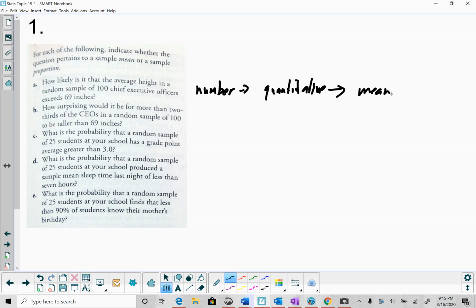Part B, careful. How surprising would it be for more than two-thirds of the CEOs in a random sample of 100 to be taller than 69 inches? So you're going to find out how tall these people are, but then you're going to put them into two categories. Are you taller than this or not? It's a yes or no proposition. That's categorical. You are going to find a sample proportion.